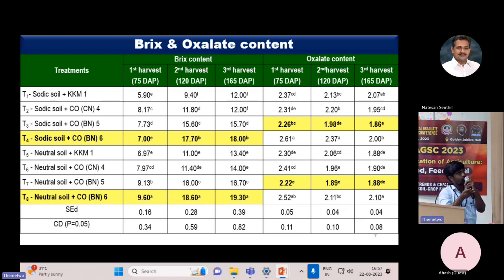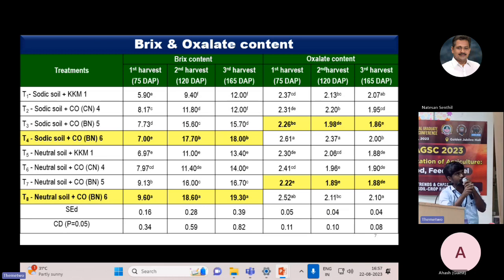But in the subsequent harvests, second and third, the growth progressively increased due to genetic nature and continuous management practices. In the subsequent harvests, we get the optimum bricks content at the second and third harvest, in both neutral and sodic soil conditions in the Co6 variety.